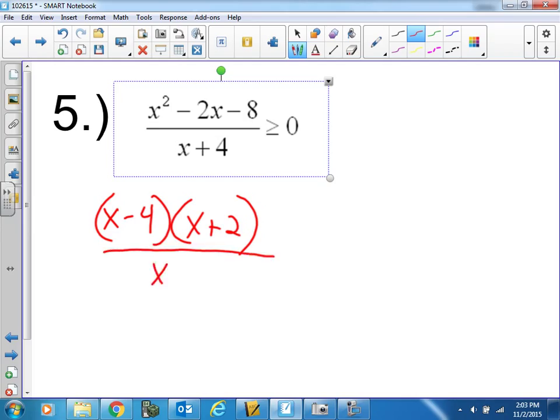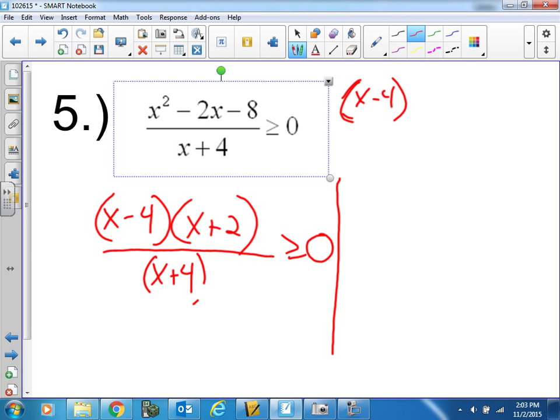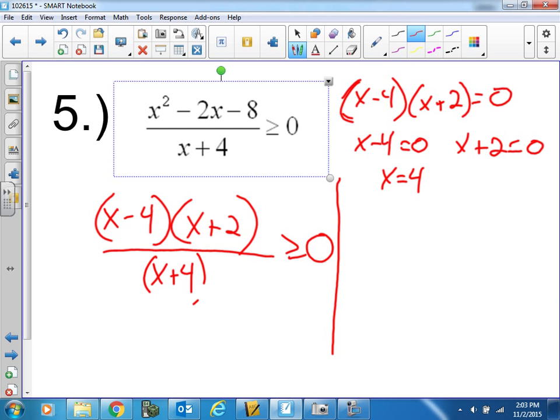And x plus 4 on the bottom is greater than or equal to 0. Remember, we're going to now set the top equal to 0 to find our x-intercepts, and then the bottom to find where it is undefined. So (x minus 4)(x plus 2) is equal to 0. So we have x minus 4 equals 0, x plus 2 equals 0, so we have x equals 4, x equals negative 2. Critical values, both of them, and the bottom, we have to set the bottom equal to 0.